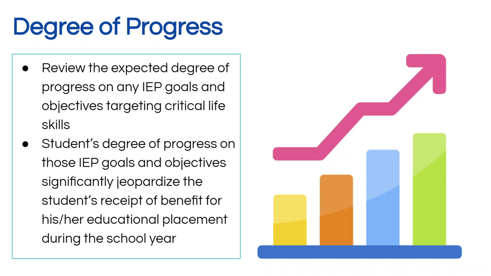Degree of progress. The IEP team must review the expected degree of progress on IEP goals and objectives targeting critical life skills and determine whether without ESY services, the student's degree of progress on those IEP goals and objectives would significantly jeopardize the student's receipt of educational benefit from their educational program during the regular school year. Use data sheets, formative assessments, and performance checklists that document slow rate of progress and review the student's attendance records to identify impact on rate of progress. It is important to consider the student's ability when determining degree of progress.